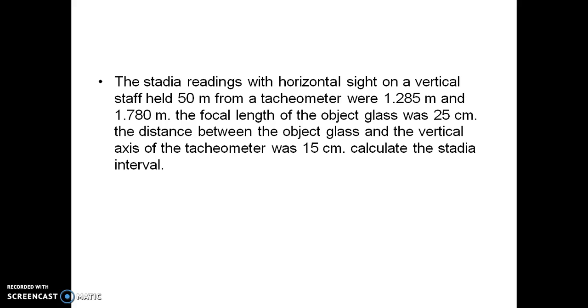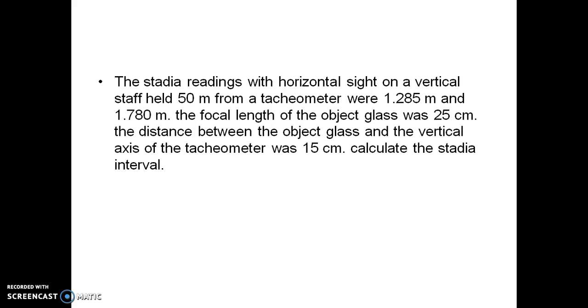Let's try to solve this and determine the stadia interval. The stadia readings with horizontal sight on a vertical staff held 50 meter from a tacheometer were 1.285 meter and 1.780 meter. The focal length of the object glass was 25 cm, and the distance between the object glass and the vertical axis of the tacheometer was 15 cm. Now we need to calculate the stadia interval.